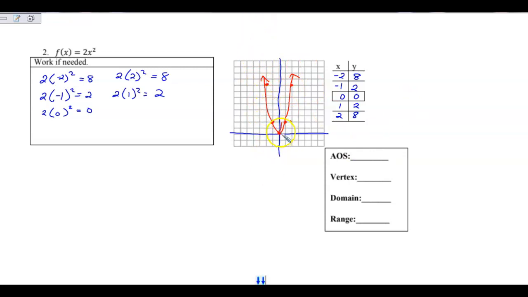So my vertex is at 0, 0, at the origin. My axis of symmetry is the y-axis, so x equals 0. My domain, as it's going up, is opening up, so I know my x values are going to be infinite. My range, my y values, see, this is where my minimum is. See how it's going up? So my y values are only going to be greater than or equal to 0. They're never going to be less than 0. So y is greater than or equal to 0.